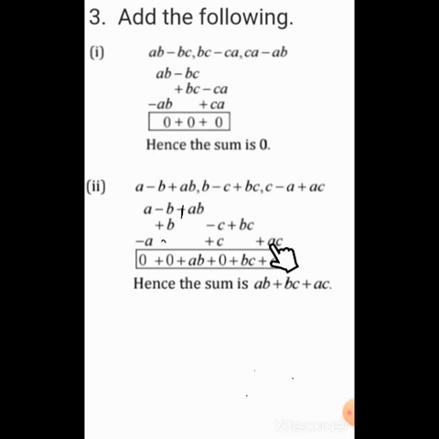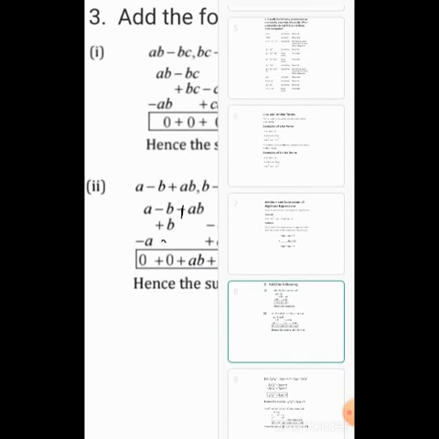Now addition: plus AC, plus BC, minus C plus C, so C and C cancel, 0. Plus AB, minus B plus B, so B and B cancel, 0. And plus A minus A cancel. So our answer is AB plus BC plus AC. Now question number 3, third sum.